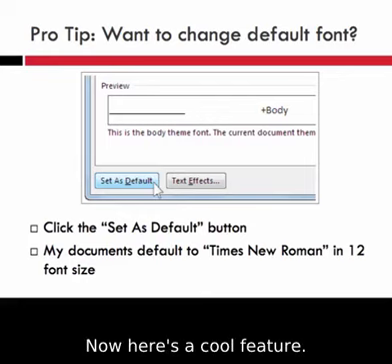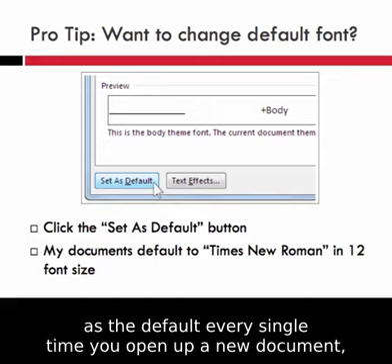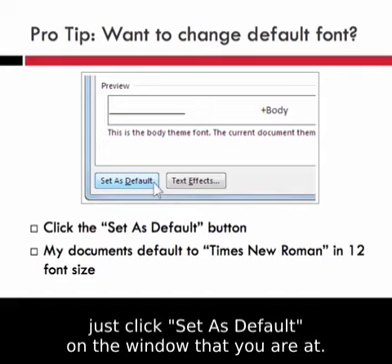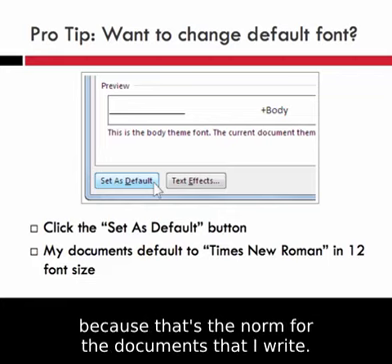Now here's a cool feature. If you want to set a particular style as the default every single time you open up a new document, just click Set as Default on the window that you are at. For example, I set my default to Times New Roman in 12 font size because that's the norm for the documents that I write.